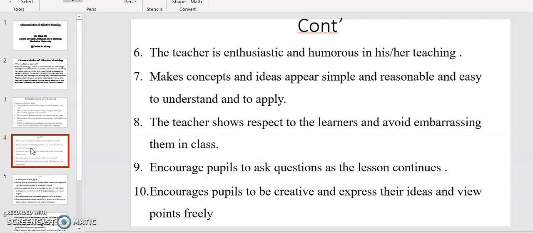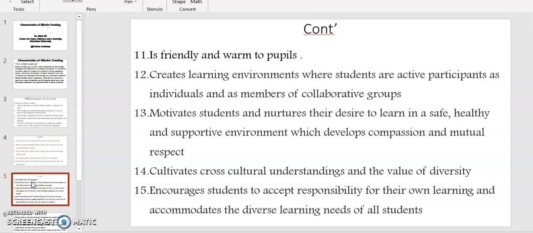It's also when teachers encourage students or pupils to be creative and express their ideas and viewpoints freely. Number 11, lessons can also be very effective when the teacher is friendly and warm to pupils or students.